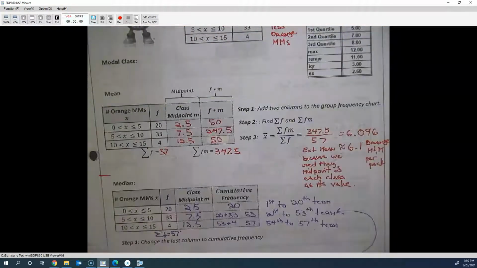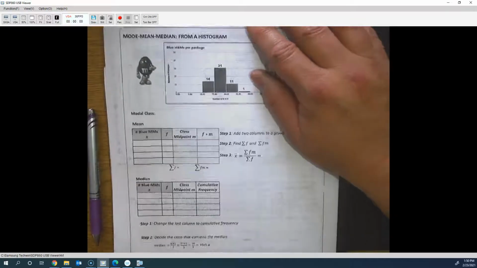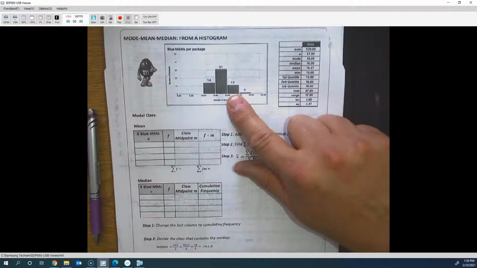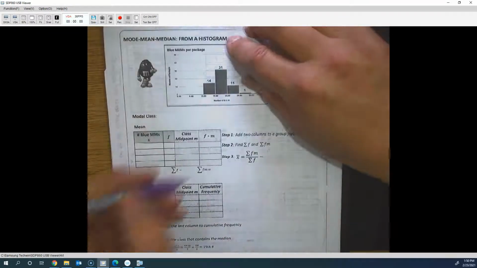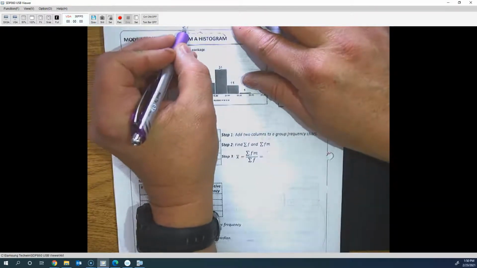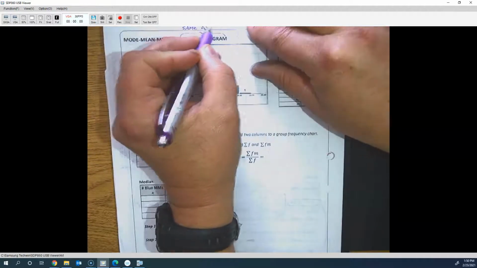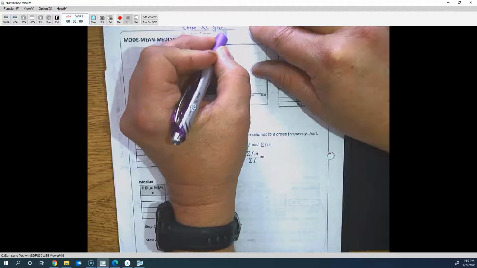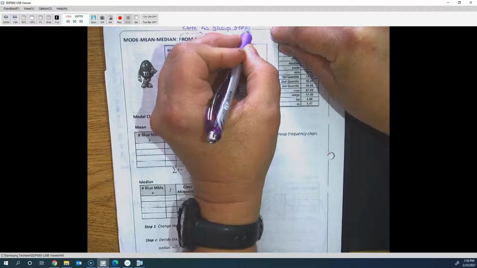Okay, so if you're given a histogram and you're asked to find what's the mode, what's the mean, what's the median, but now you just have a histogram. Well, a histogram is no different. It's the same as a grouped frequency. So what we just did, we're going to do again. Same as a grouped frequency chart, except it's a graph.